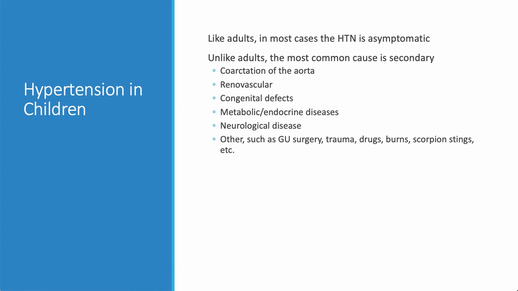Hypertension in children, like adults, it's most often asymptomatic. And so that's why you have to screen for it. But unlike adults, the most common cause of childhood hypertension is from a secondary cause. The renovascular coarctation of the aorta is very high probability of hypertension. Congenital defects, metabolic diseases, etc.